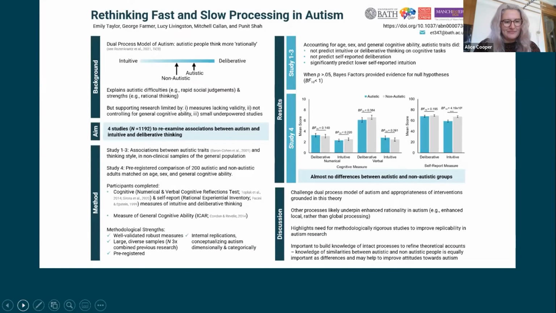Hi everyone, I'm Emily Taylor, a researcher at the University of Bath, and my poster presents some of my work examining dual processing in autism that was recently published in the Journal of Abnormal Psychology.